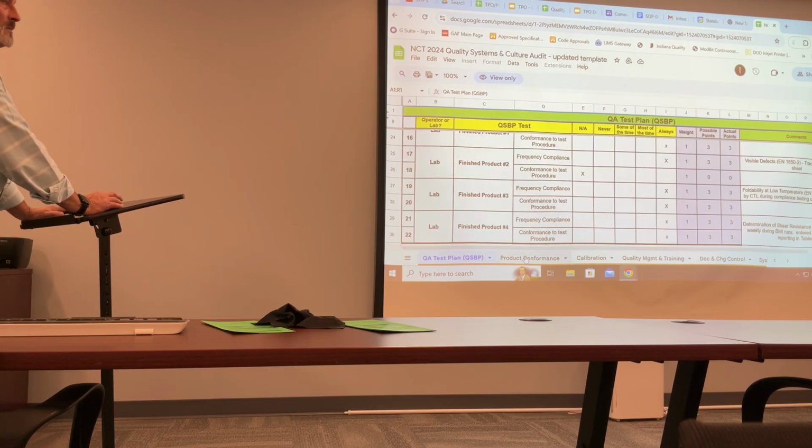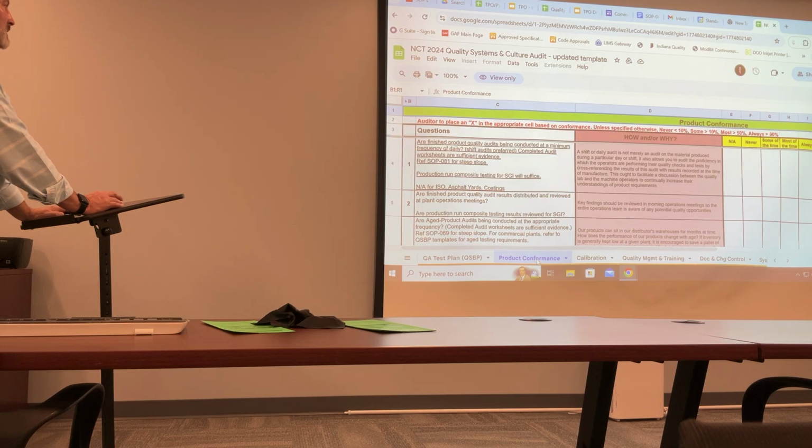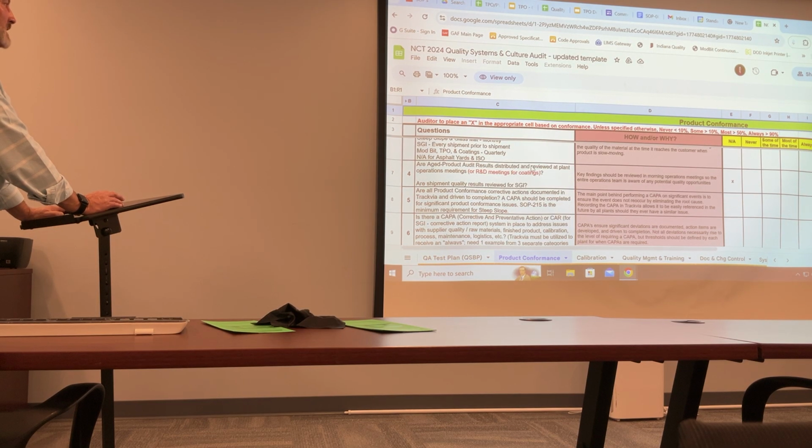QSBP stands for Quality Systems Best Practice. And that template is different for TPO and ISO. It does not exist for injection molding. Yeah, it does. Does it? Yeah, we made it a couple years ago. I'm right about that. And then, of course, the shingles have got it. And then again, product conformance, we run through the number. We haven't changed that one too much.